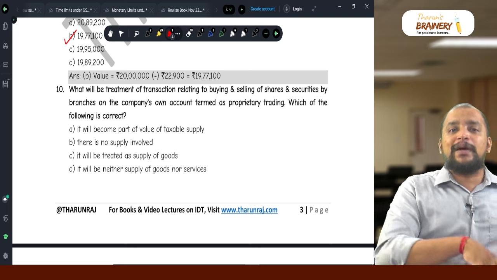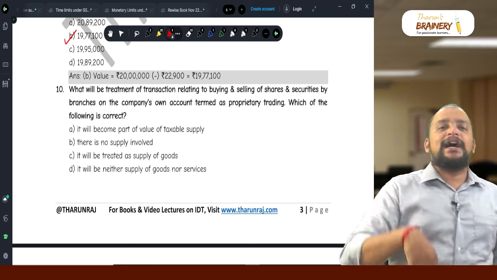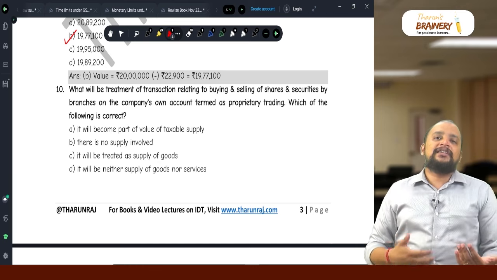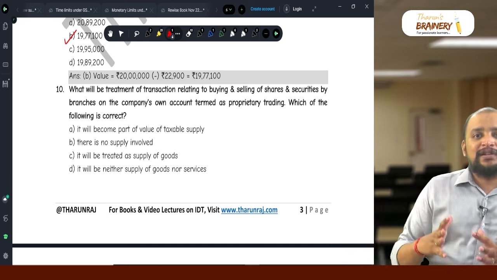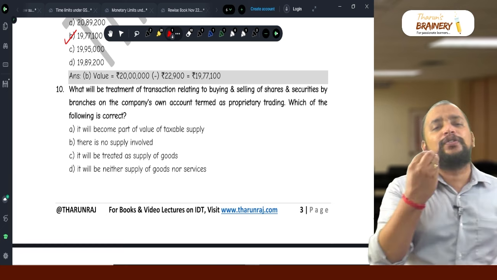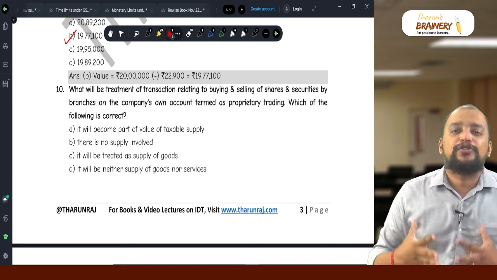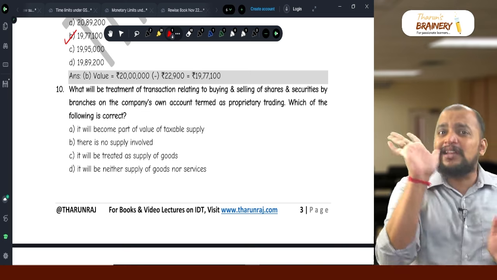Usually in the regular batch I take the class from the basics, so they will know it better. But that is a problem with revision classes, last minute revision and all. Yes, you can write, but at least some little bit of the regular batch you should have attended. Then only it will definitely help you, because these are thin line points.